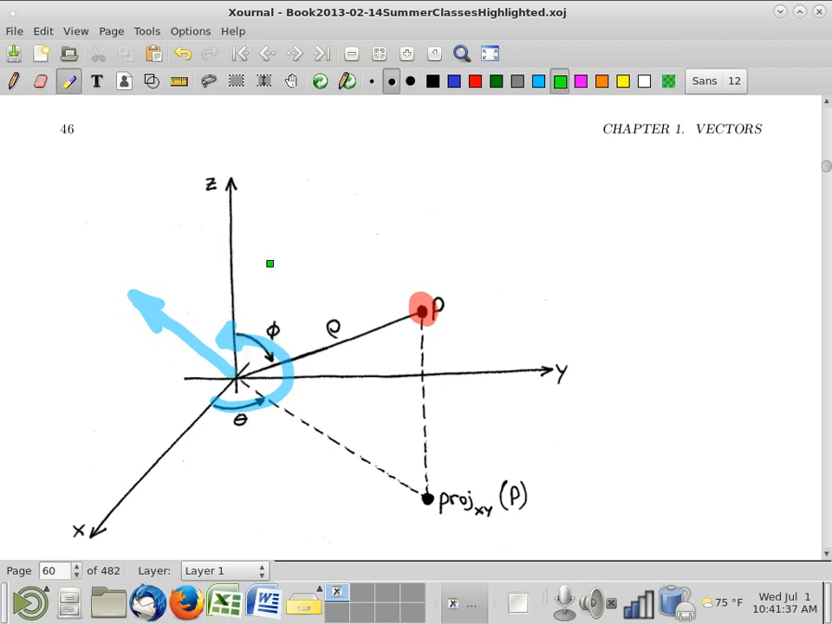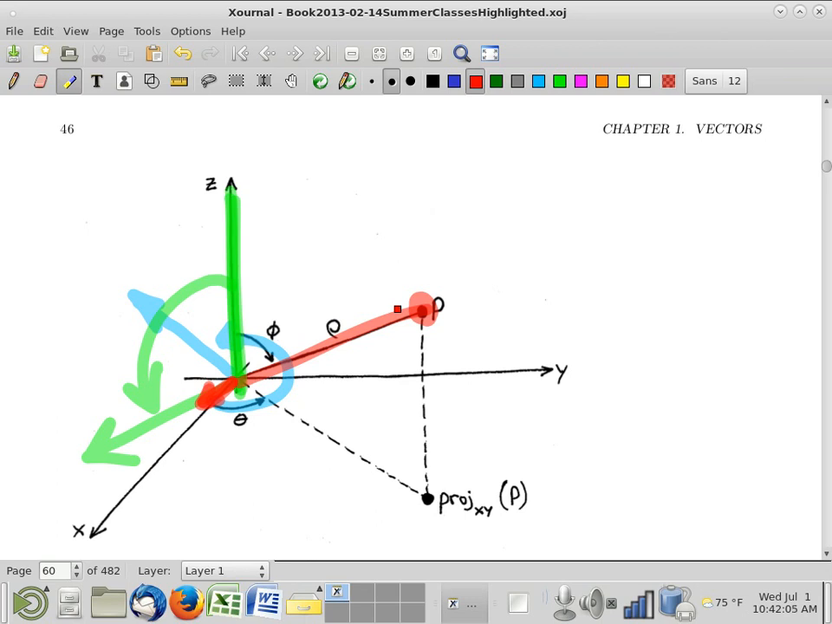Or you could have phi be that angle. I'll let you all think about what that would be. That would get you going in exactly the wrong direction, and then have rho in that direction be negative. Another way to get to that same point, and there's a 4th one. I'll let you all figure that one out for yourselves.